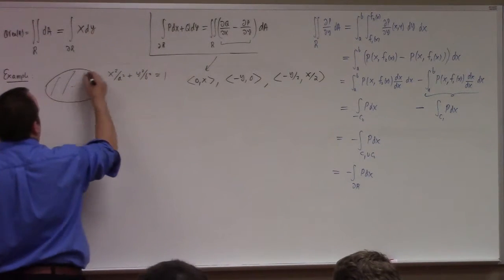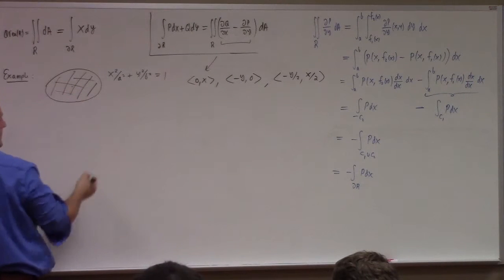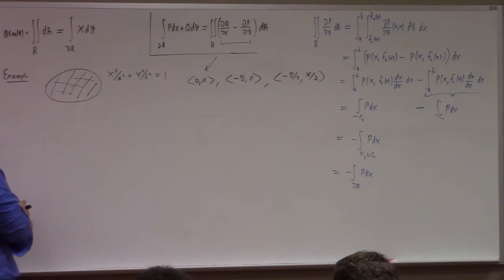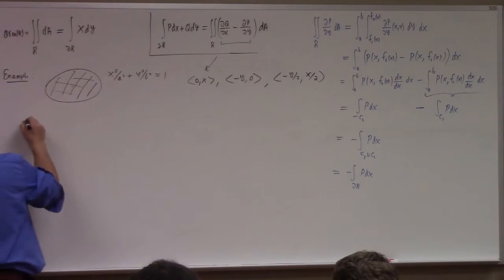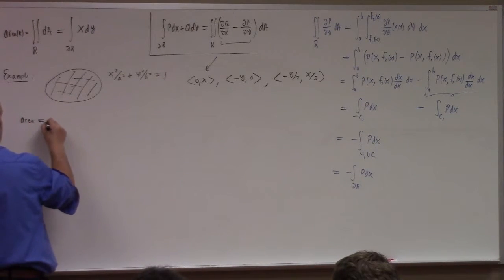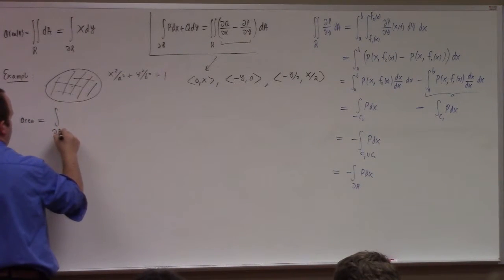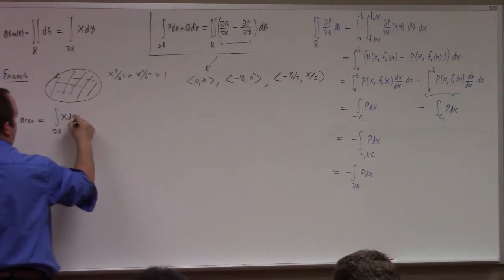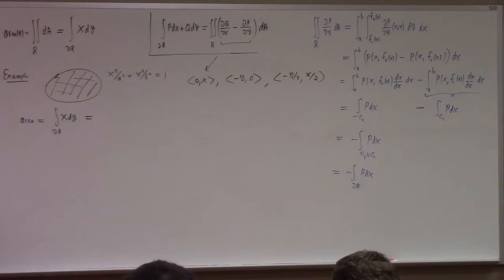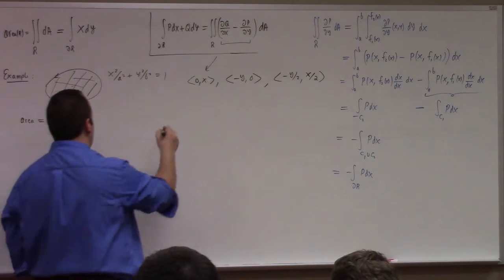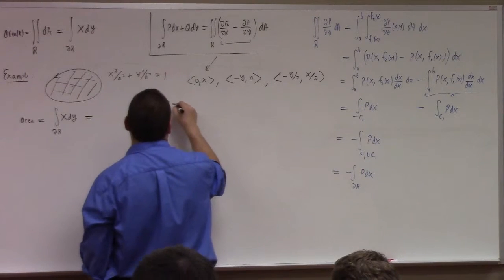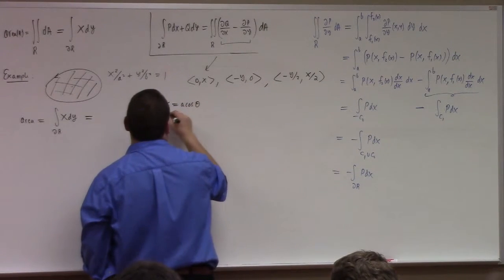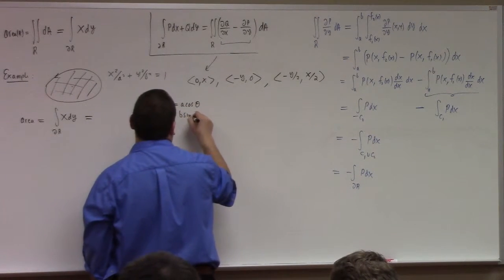Suppose I want to find the area of the ellipse. So I can say the area is equal to the integral over the boundary of the ellipse, in other words, this guy, of x dy. How do you parameterize an ellipse? How about x is equal to a cosine theta, y is equal to b sine theta?